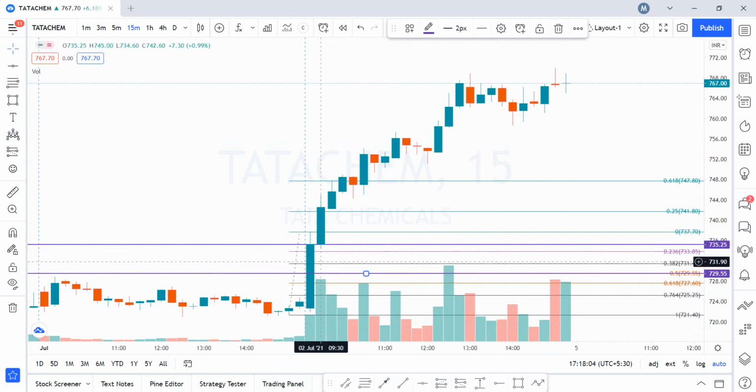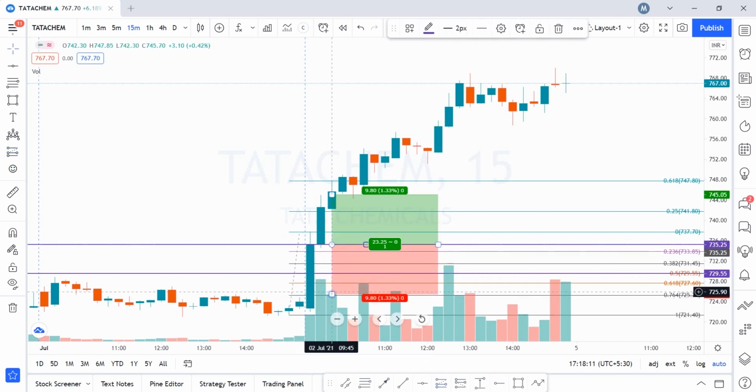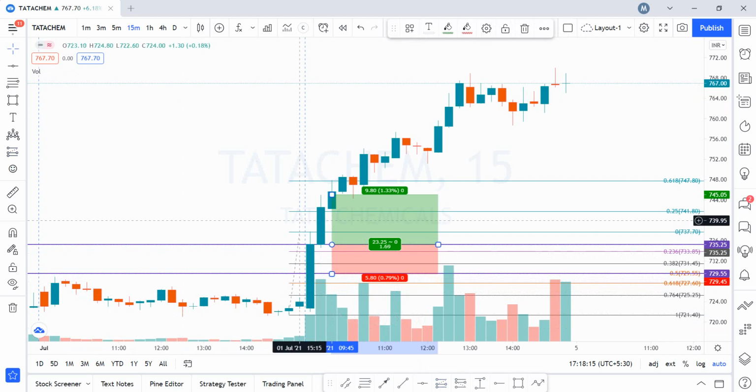Once you get the entry level and the stop loss level, just put a buy position indicator over here. This is the buy position drawing available on the free version of TradingView. This is tradingview.com, so you can easily use it. So you got the entry level, you got the stop loss level.